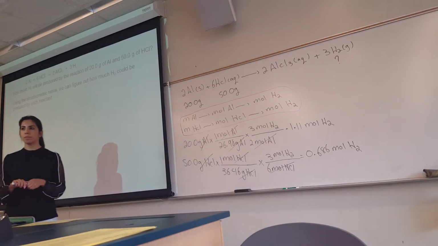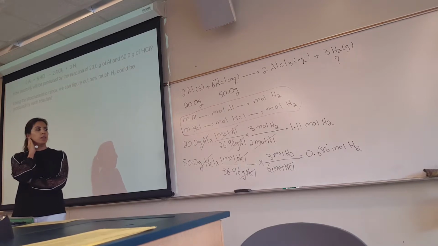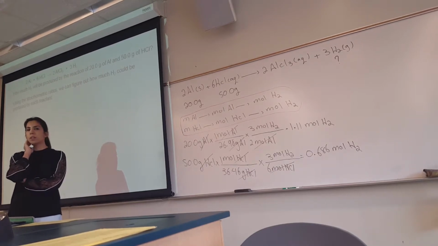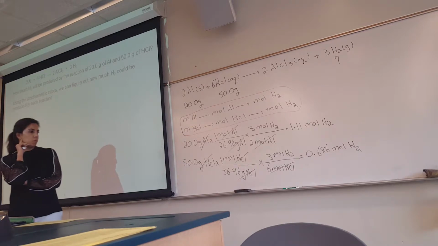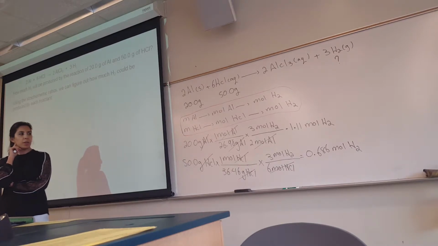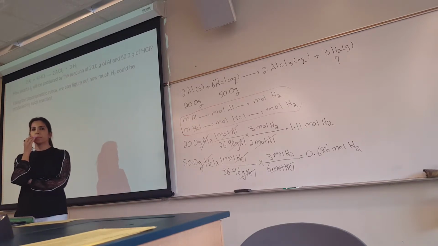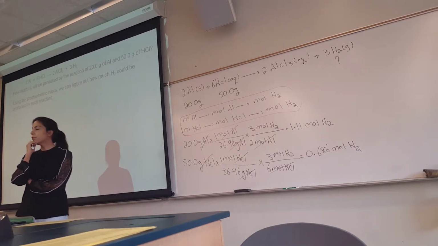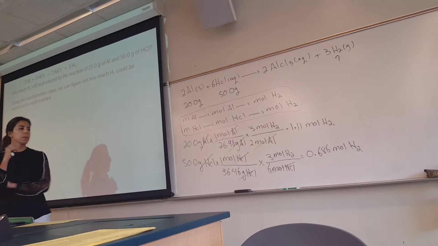Would it be wrong if we converted it to grams after? No, it won't matter. It's the quantity that matters. You can either leave it at moles or you can convert it to grams. Do we have to do sig figs for this calculation? I did sig figs, but it won't make a big difference here. No, because we're just trying to figure out if it's limiting or excess. But if I was asking for the amount of hydrogen, then you would want to do that.